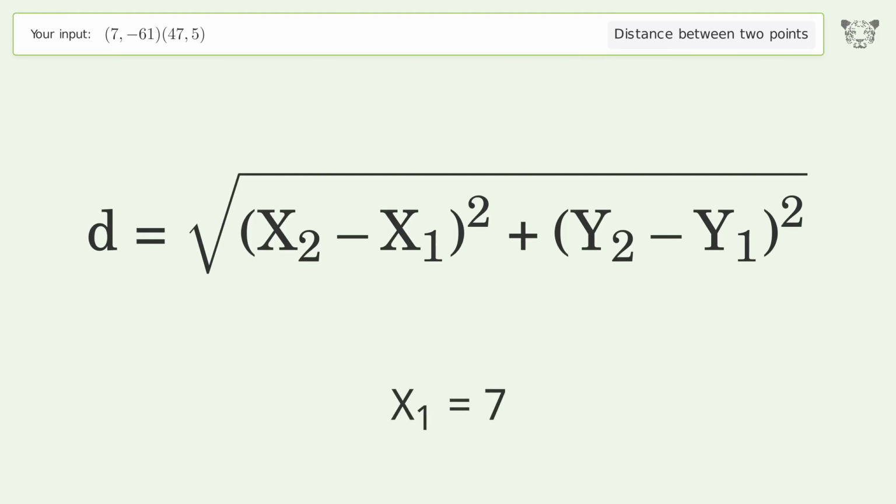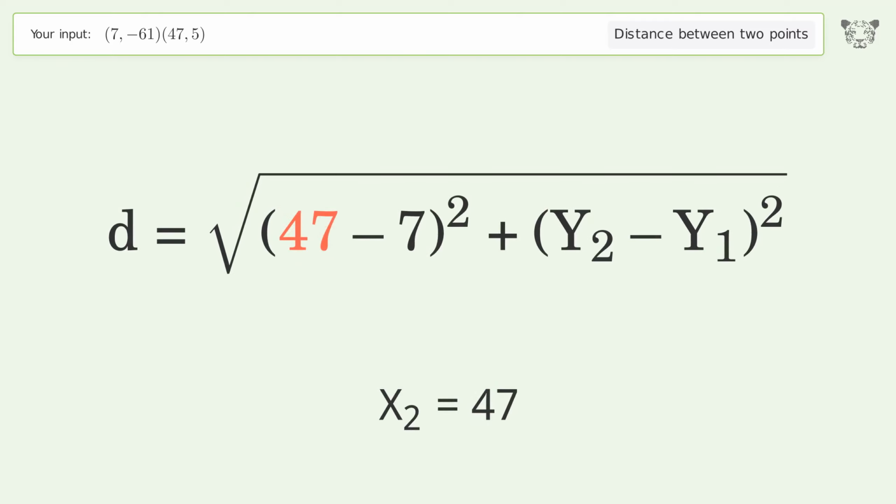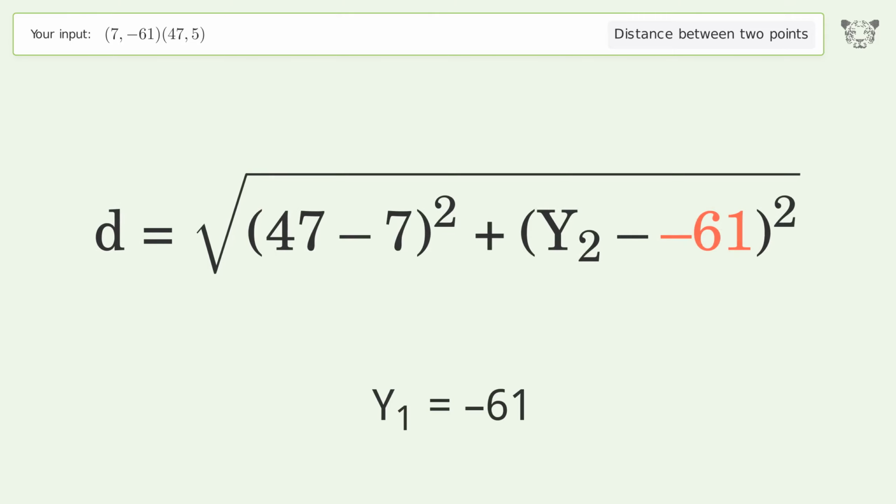x1 equals 7. x2 equals 47. y1 equals -61. y2 equals 5.